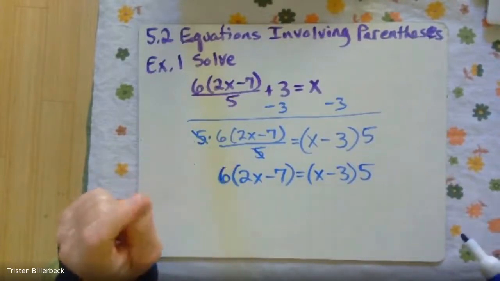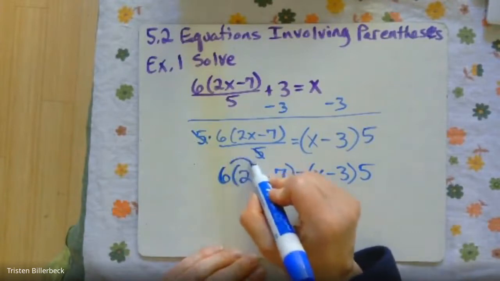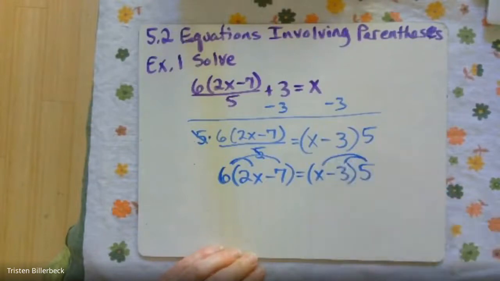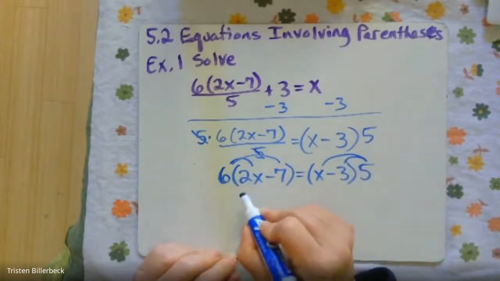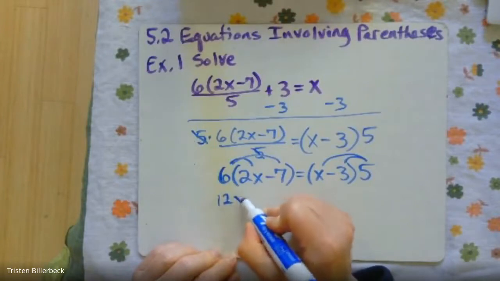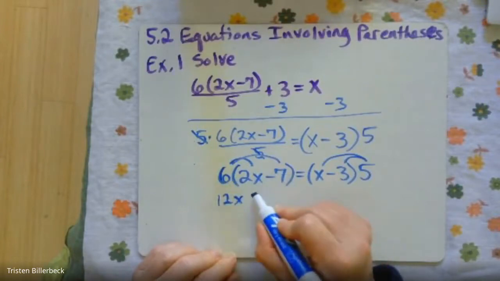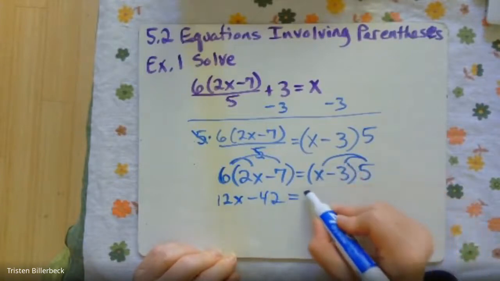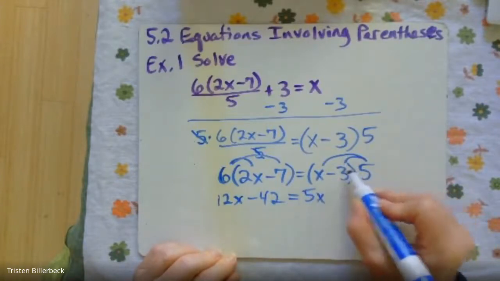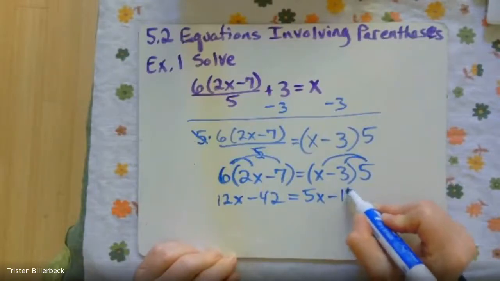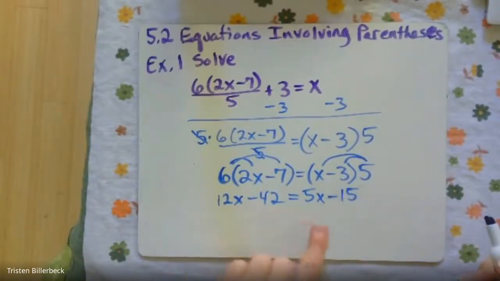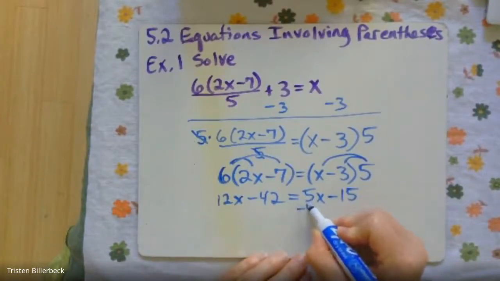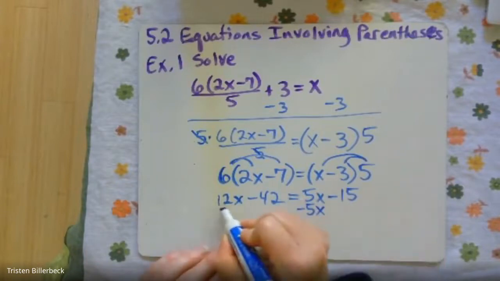So now I just have to distribute. So I'm going to distribute these, and this one I'm going to distribute backwards. So 6 times 2 is 12, so that gives me 12x, and 6 times 7 is 42 equals, and 5 times x is 5x, and 5 times negative 3 is negative 15. So now what I'm going to do is move this 5x over here. So the opposite of a plus 5x is minus 5x.